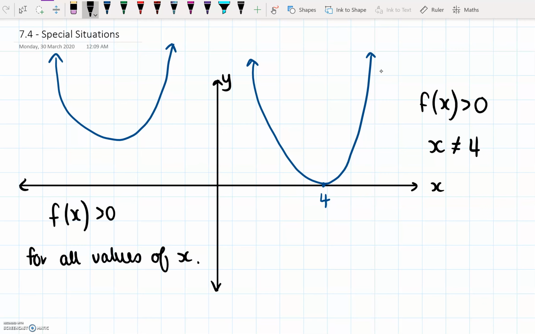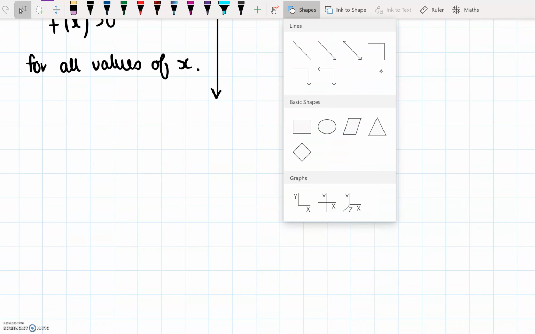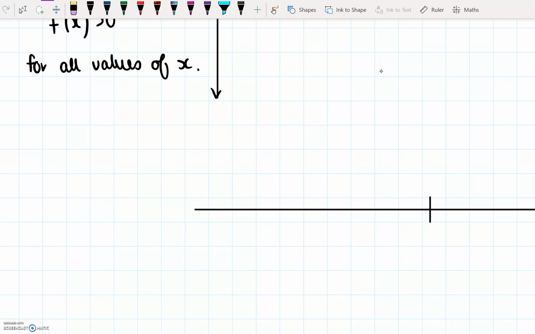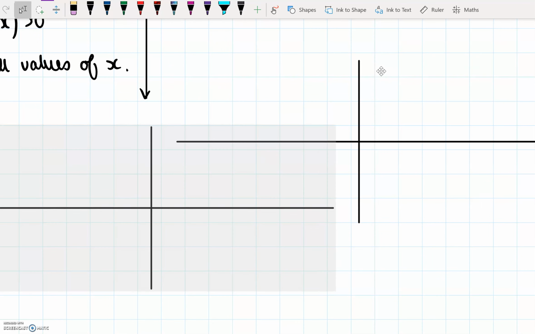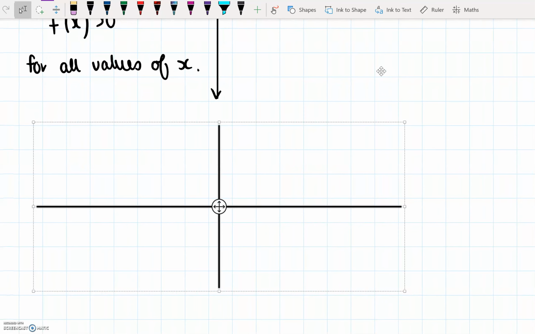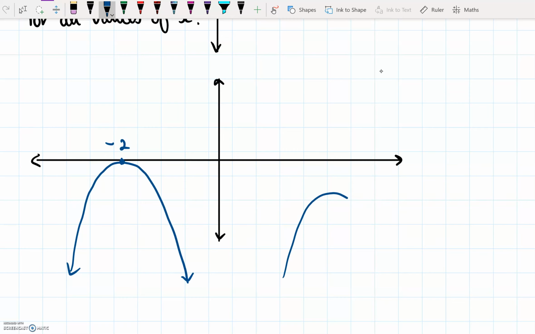All right, the flip side of this is we can have the same thing with a negative parabola. Let's move this on over. So this parabola here. This time we will look at this parabola here. We'll make this -2, and we'll have another parabola over here.